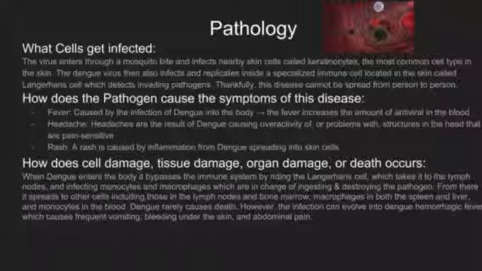How does cell damage, tissue damage, organ damage, or death occur? When dengue enters the body, it bypasses the immune system by riding the Langerhans cell, which takes it to the lymph nodes and infecting monocytes and macrophages, which are in charge of ingesting and destroying the pathogen. From there, it spreads to the other cells, including those in the lymph nodes and bone marrow, macrophages in both the spleen and liver, and monocytes in the blood. Dengue rarely causes death. However, the infection can evolve into dengue hemorrhagic fever, which causes frequent vomiting, bleeding under the skin, and abdominal pain.